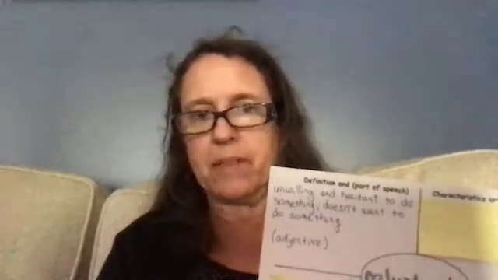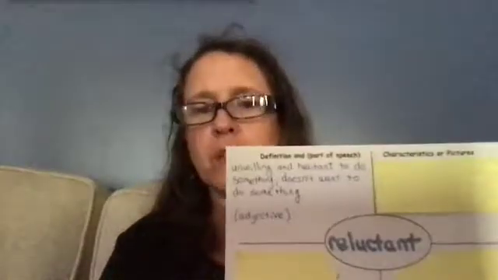So what do we call the part of speech that describes someone? This is basically an adjective. And we're going to review this with this class because they struggle with these parts of speech. So because reluctant describes the person speaking, which is April, we know that it's describing a noun. Words that describe nouns are called adjectives. So we know that our definition is unwilling and hesitant to do something, doesn't want to do something, and this is an adjective. So we know that reluctant is an adjective.